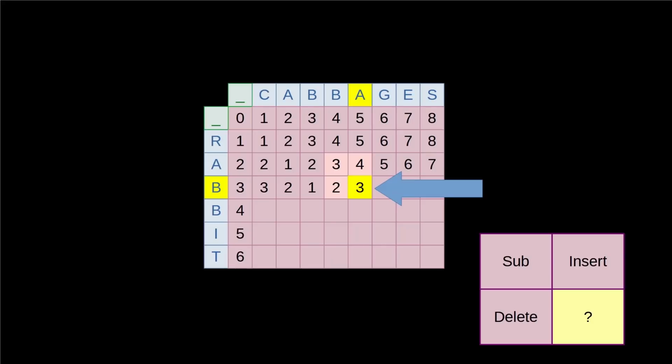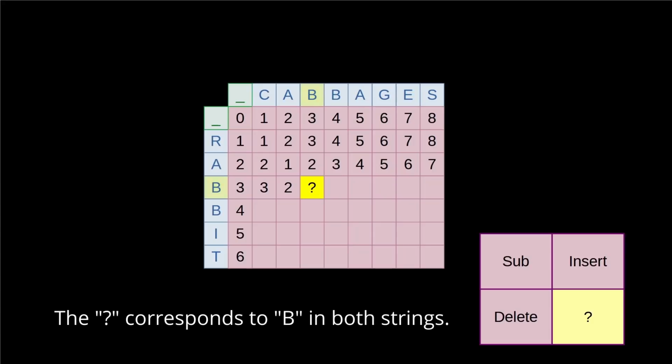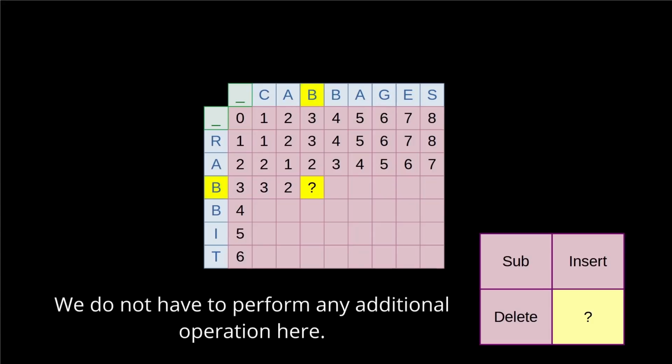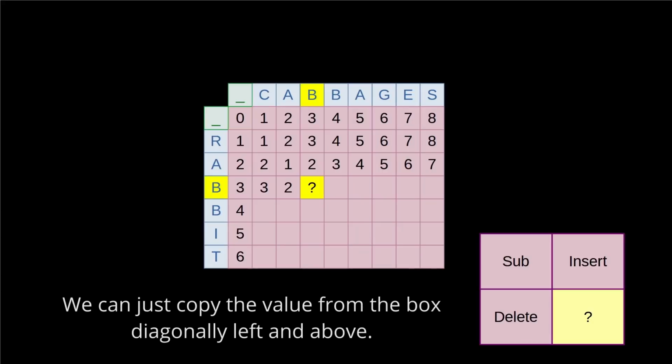The other thing that can happen is if 2 characters are the same. If 2 characters are exactly the same, then we don't have to perform deletion, insertion, or whatever. We don't have to do anything. And in that case, we take the box diagonally above and left, so this 1 just here, and we record that as our result.